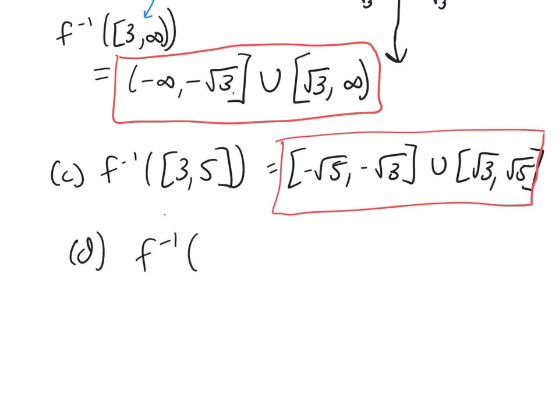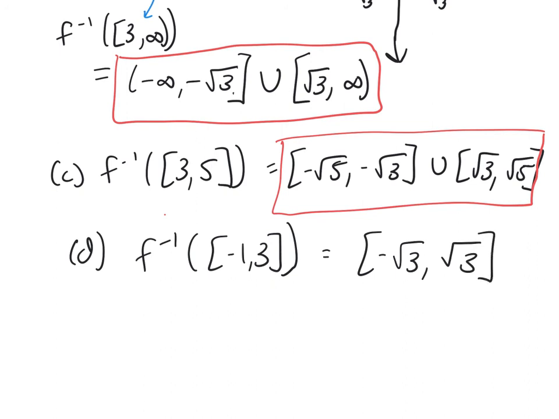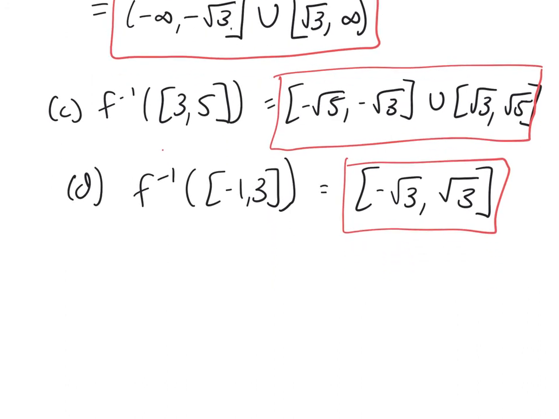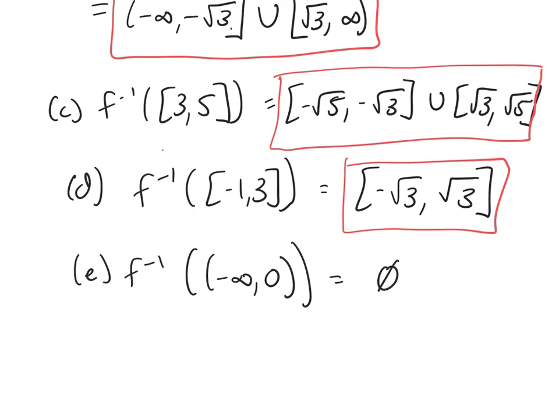So if I look at f inverse of negative 1, 3, this would be negative square root of 3 to square root of 3. And then our last one we're going to look at is f inverse of negative infinity to 0. And that's the empty set. There are no y values with negative numbers in them.